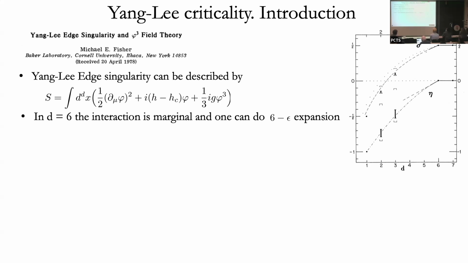So we shoot from 6 minus epsilon down to 2D, or to 1D, where we know the exact answer because we can compute it exactly, and we can estimate the anomalous dimension of this phi field. And the anomalous dimension of the phi field is related to this density of zeros, sigma, by some hyperscaling relations.